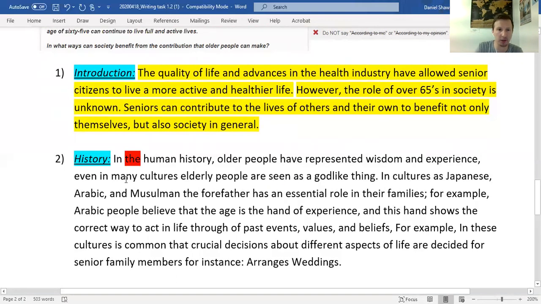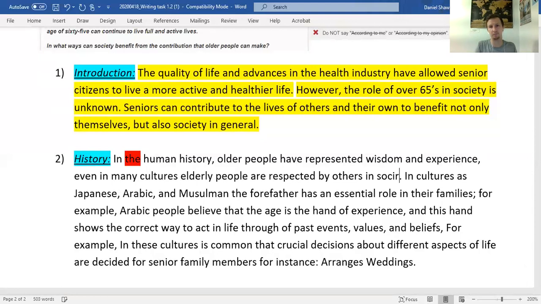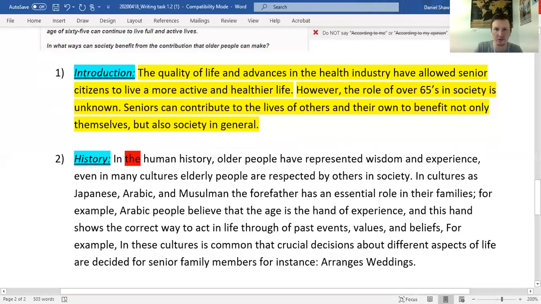Even in many cultures, elderly people are seen as a godlike thing. I know what you're trying to say here. So elderly people are seen as respected, I believe. So in society, yes, are seen. So we're going to take this out and just put "respected by others in society". I'll just add this in to make it clearer.